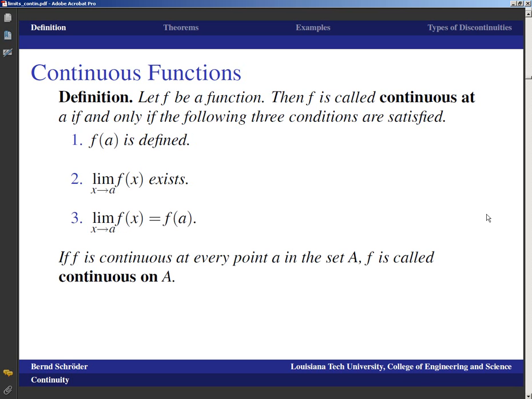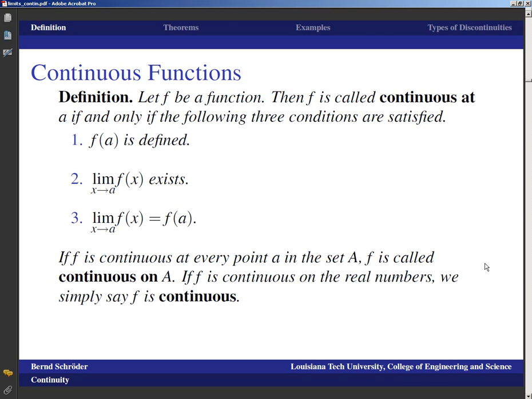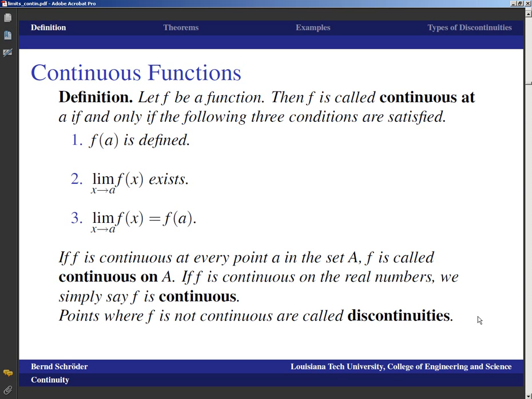If a function is continuous at every point in a set, then f is called continuous on that set. And if f is continuous on the real numbers, we'll simply say that f is continuous. Points where the function is not continuous are called discontinuities. And the function is, well, discontinuous there. So we're not going to talk about a function being not continuous. The common language is to talk about discontinuities and functions being discontinuous.